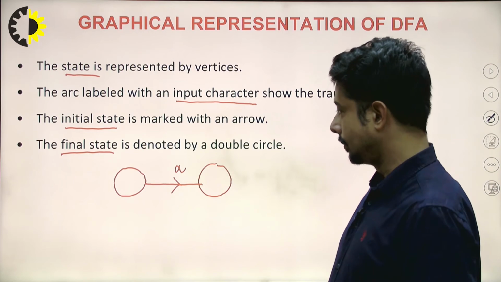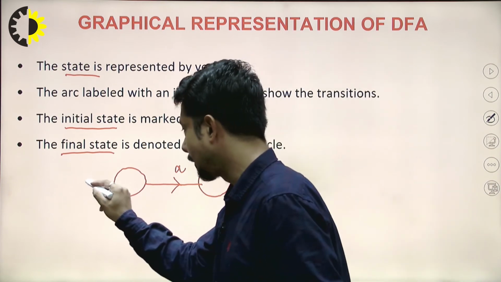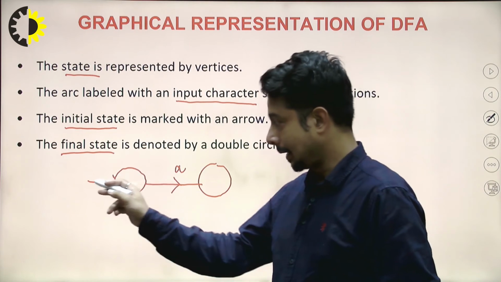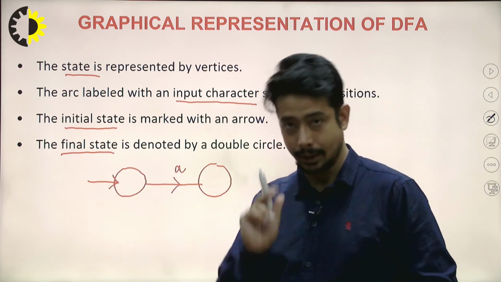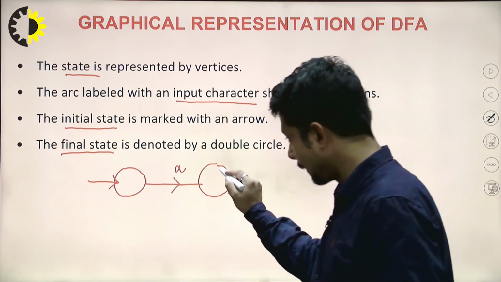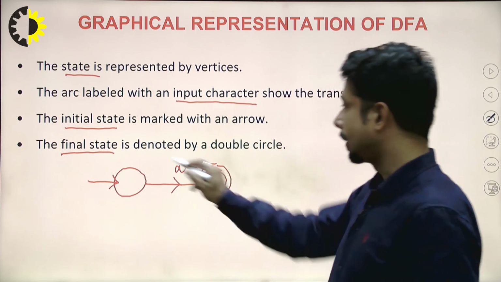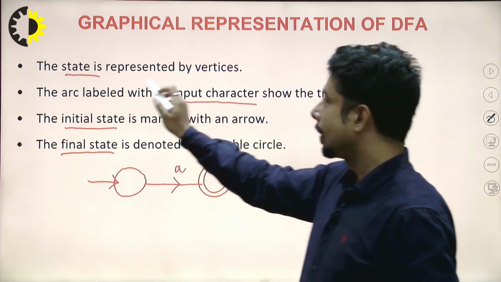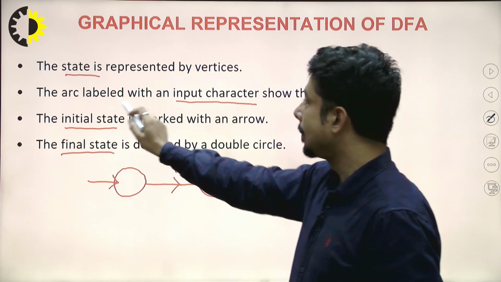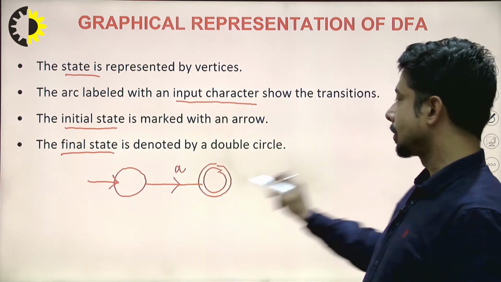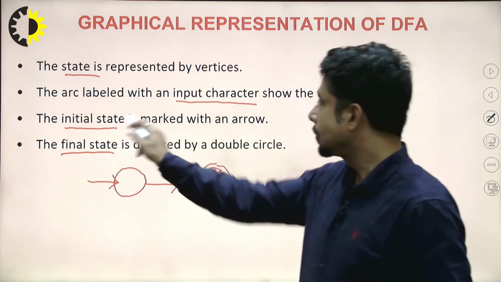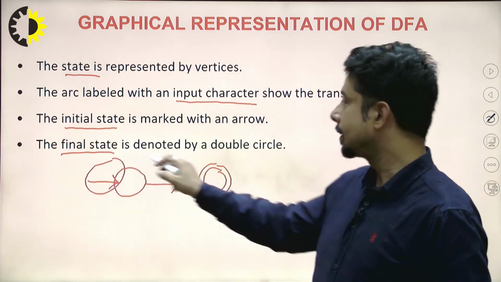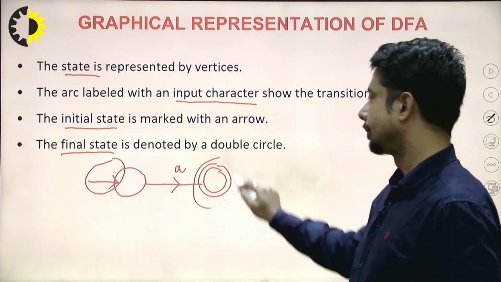Then the initial state is marked with an arrow followed by a circle. So wherever a single arrow followed by a circle is there, that is the initial state. And the final state is represented by a double circle. The states are represented by the vertices, and the arcs labeled with an input character show the transitions. The initial state is marked with an arrow, and the final state is denoted by a double circle.